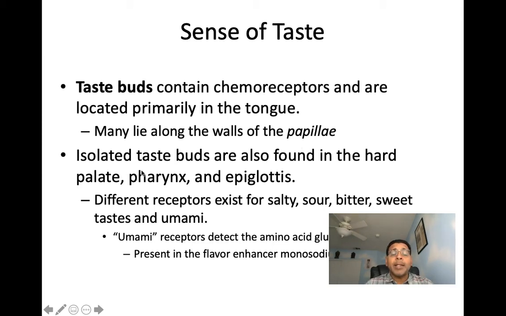We also have isolated taste buds that are going to be found in the hard palate, the pharynx, and the epiglottis. We have different receptors that exist for salty taste, sour taste, bitter taste, sweet taste, and umami. Umami receptors detect the amino acid glutamate, which is present in MSG.